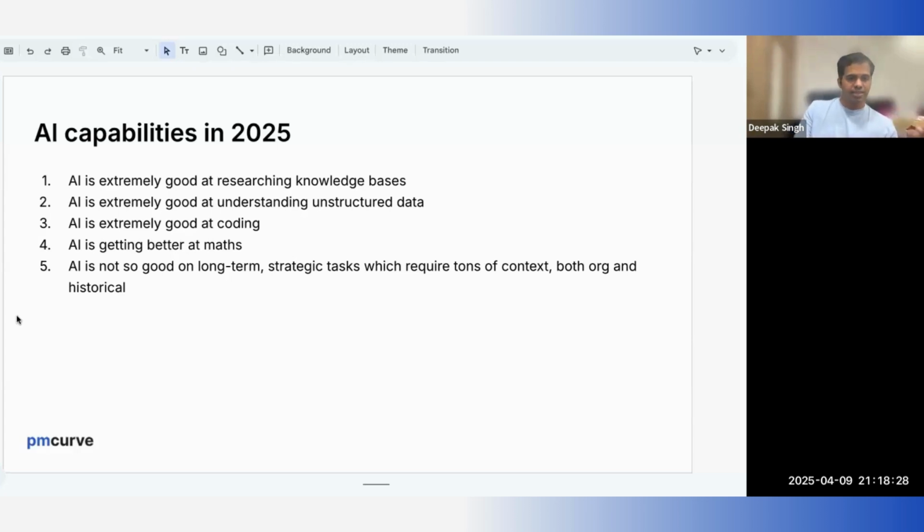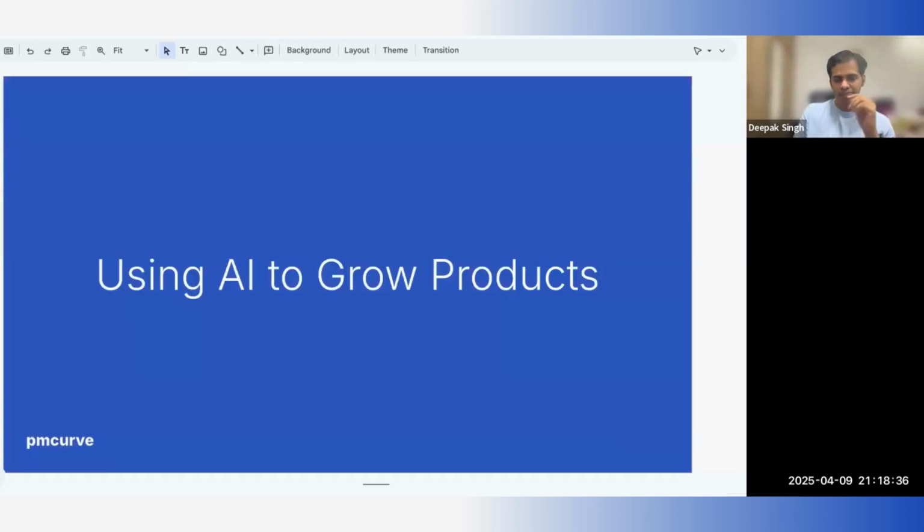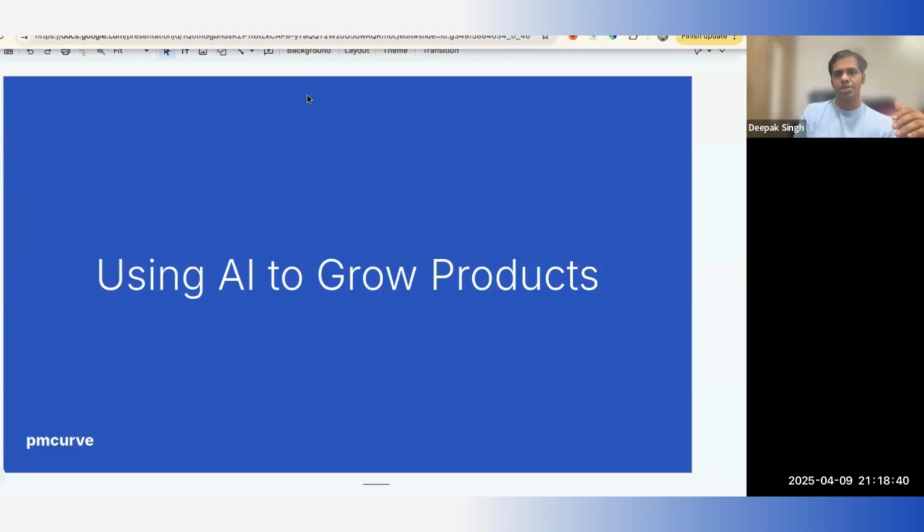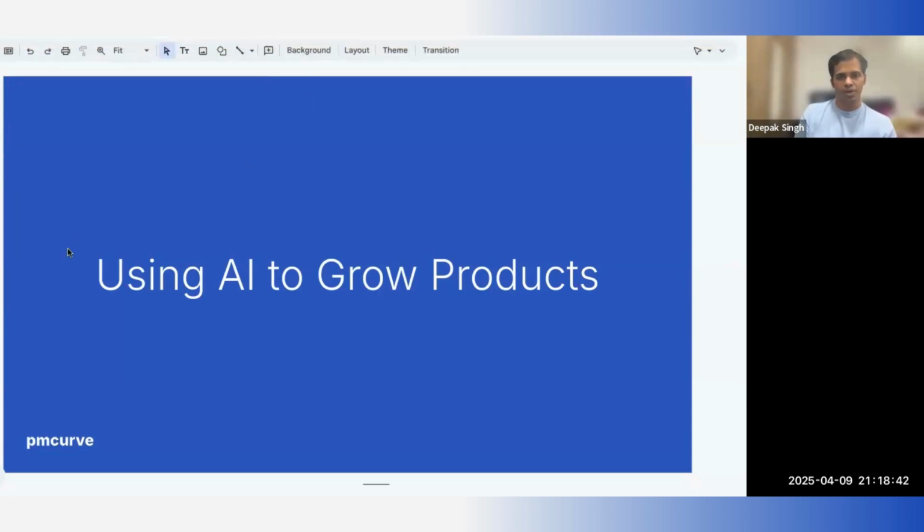So AI is not good at the long-term strategic task, and you have to keep that in mind while you are trying to get your strategy document created by AI, right? Okay. Now that we have this context, let's talk about how do we use AI to grow products.